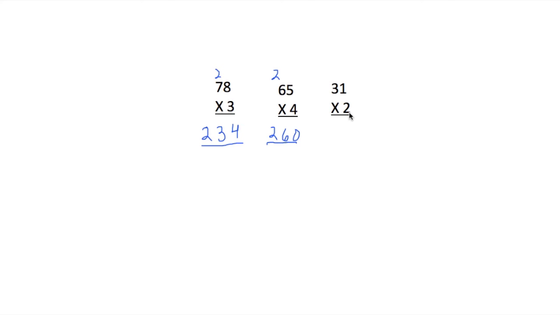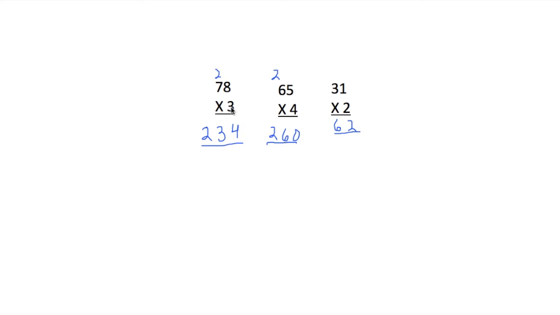Now for this equation, we have 2 times 1. We already know any number times 1 is that same number, so we already know this is 2. And we know 2 times 3 equals 6, because we solved that equation in the past problems. So our answer is 62, because 31 times 2 equals 62, 65 times 4 equals 260, 78 times 3 equals 234.